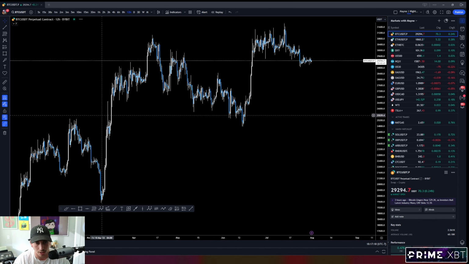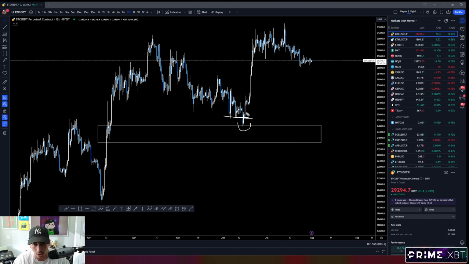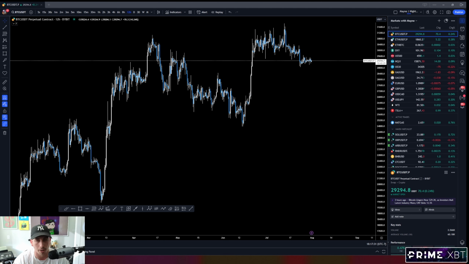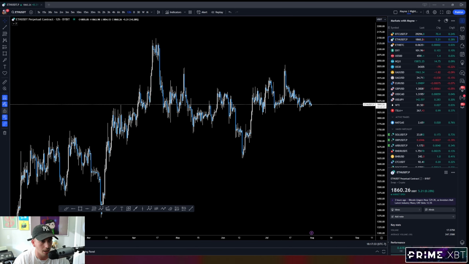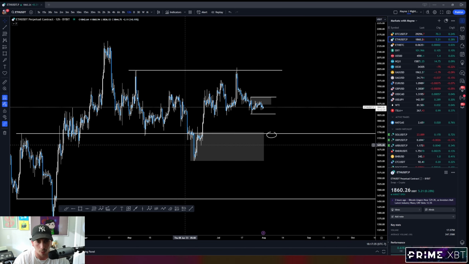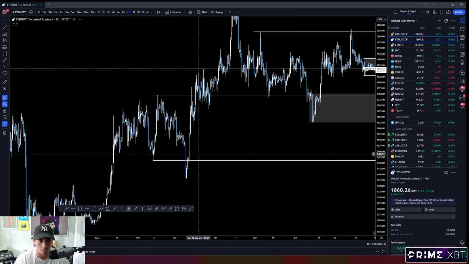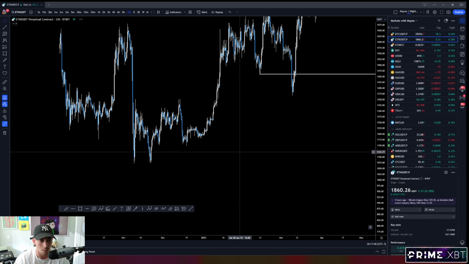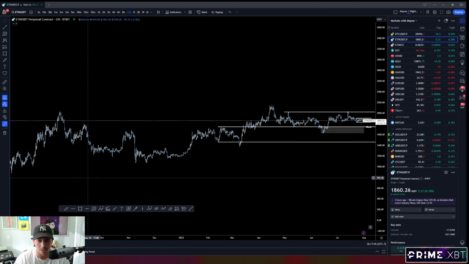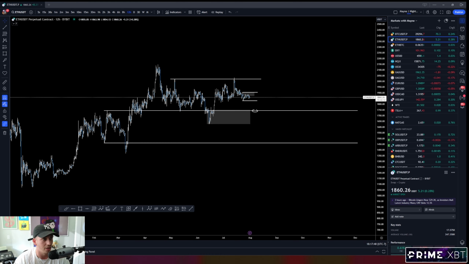Literally, we dipped into the zone, took out the low, made a low, shifted market structure, and we were gone. That's what I'm talking about on these charts here. If we're going to come down to these deep levels here, I want to see a reaction like this. I want to see clear evidence that this is a run and then a reclaim.